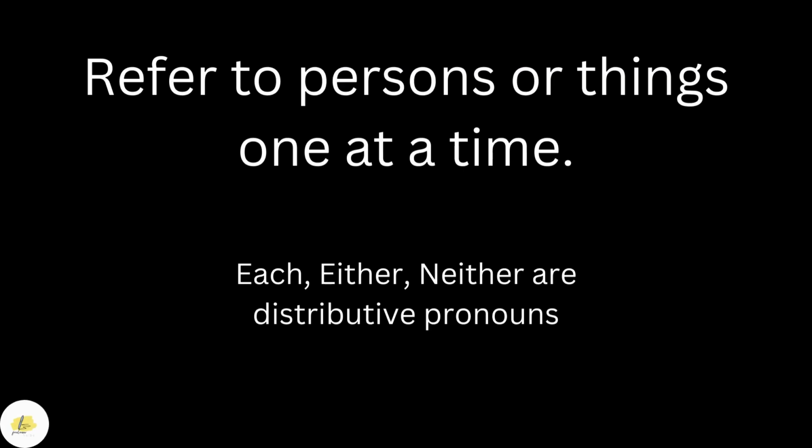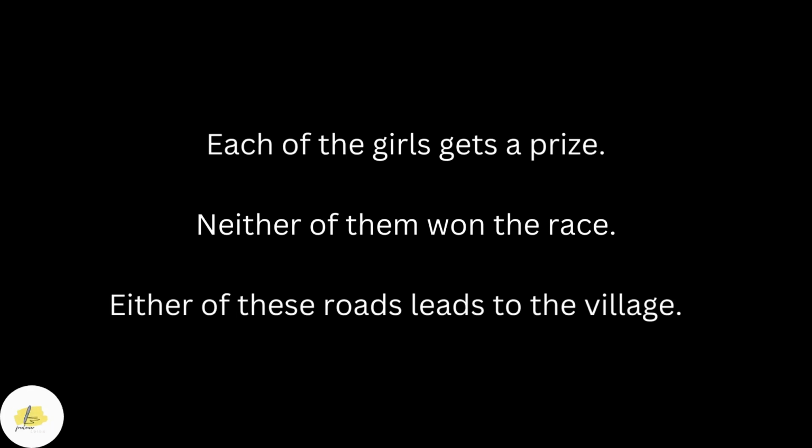These refer to a person or thing one at a time. For example, each, either, neither, these are distributive pronouns. Now let's look at the examples to understand it in detail. The first one is each of the girls gets a prize. Now what is happening? There is a group of girls who got a prize. So we are using the word each for every girl in that group. We are referring to each girl in the group. So it is a distributive pronoun.